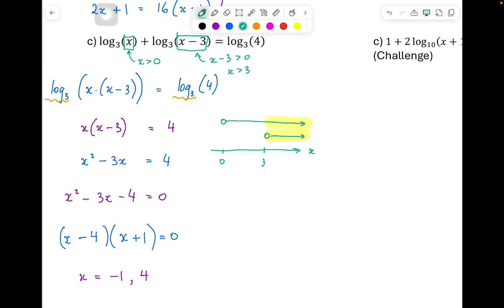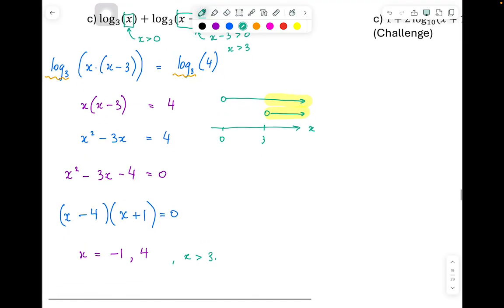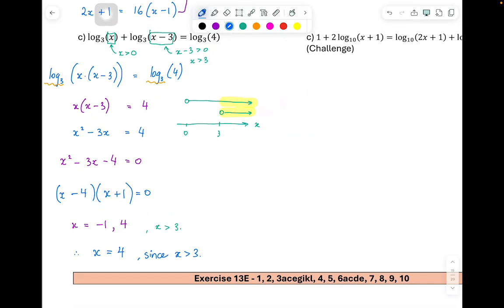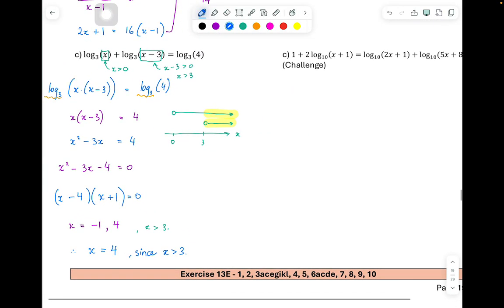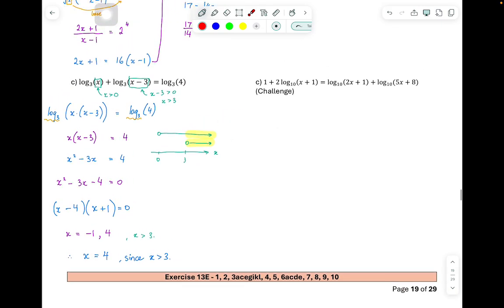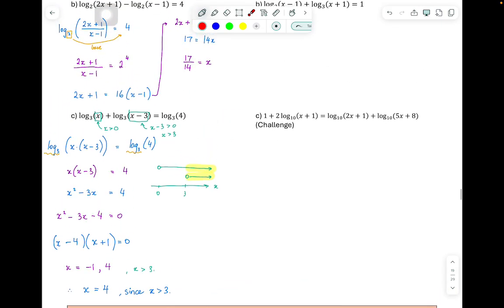That's what's common. So out of these two solutions here, we have to accept the solution where x is greater than 3. Therefore, x must equal 4, since x must be greater than 3. You can take a moment to pause here with this solution. But the tricky part here is taking into consideration the domain. Once we look into logarithmic graphs, that's when we'll start to recognize the behavior of that.